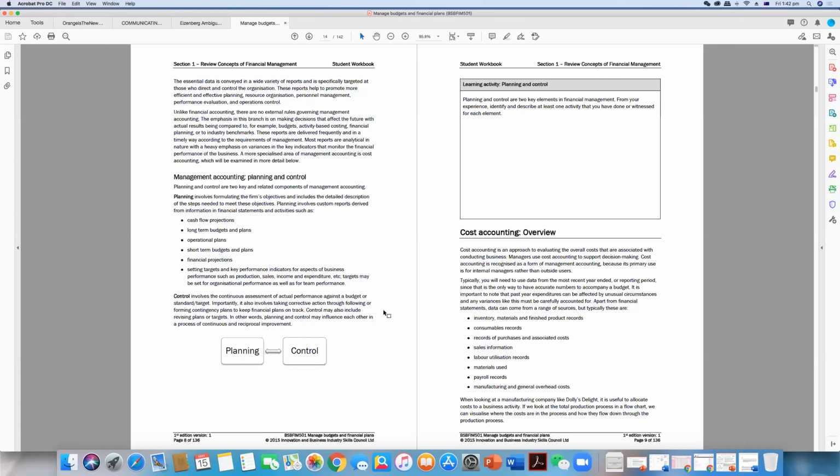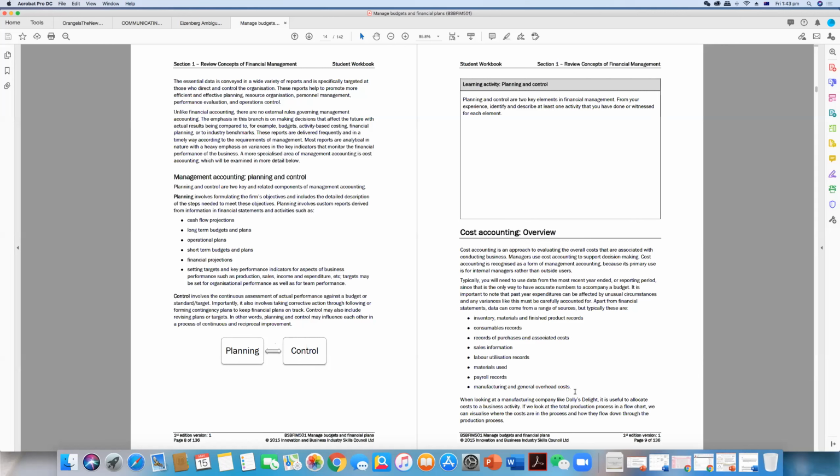We always talk about the KPI in everyday business life or in our everyday life, so you need to know that. Some classical or typical KPIs include production, sales, income and expenditure, if you remember. And the target may be set for organizational performance as well as team performance. So after planning, we will need to study control. Control is about continuous assessment of actual performance against the budget or standard target. It also involves taking corrective actions or forming contingency plans to keep financial plans on track.